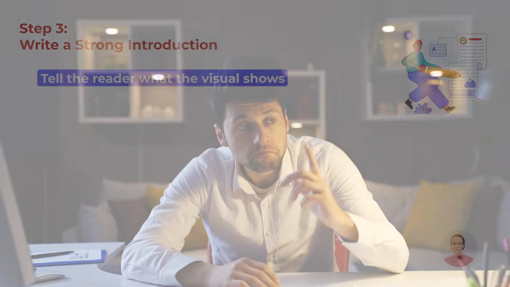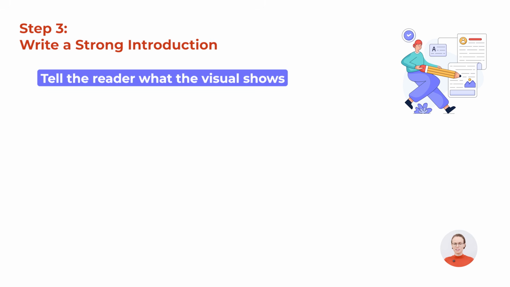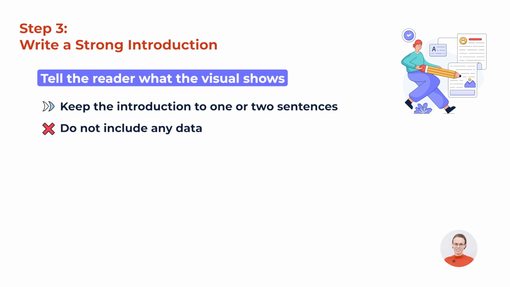Paraphrasing words that do not need to be changed can actually make your introduction less accurate, which can hurt your task achievement score. Keep the introduction to 1 or 2 sentences. Do not include any data. Just describe what the chart is and save the data for later.